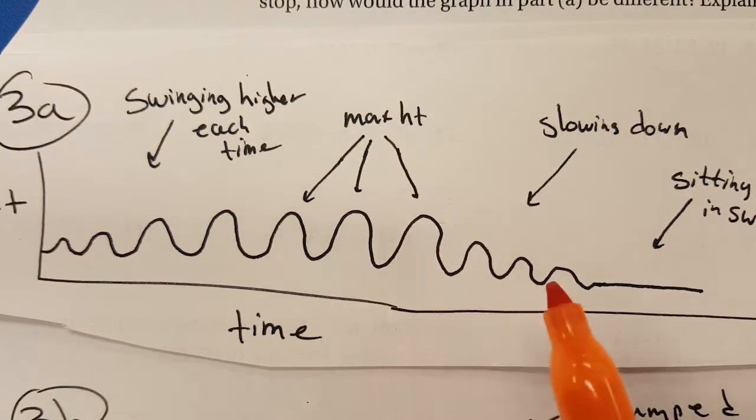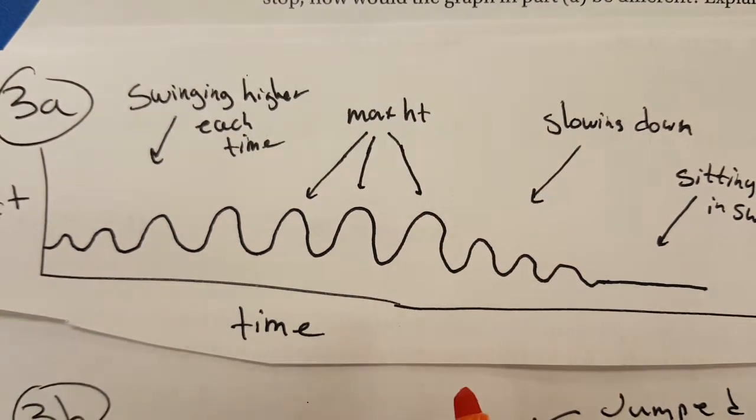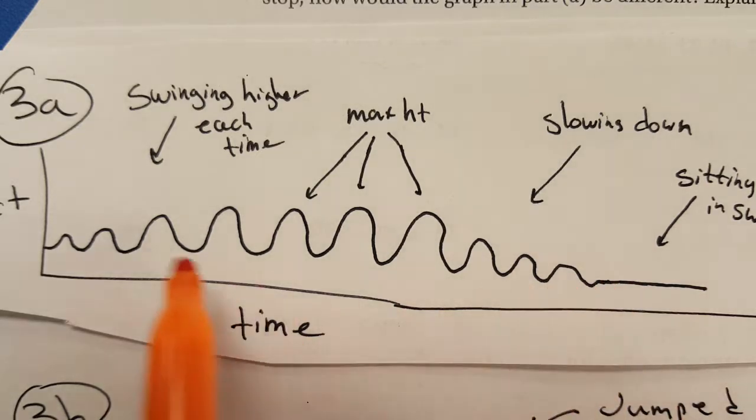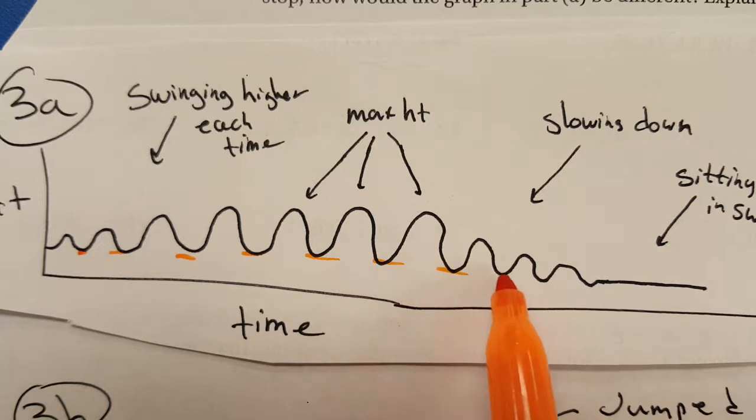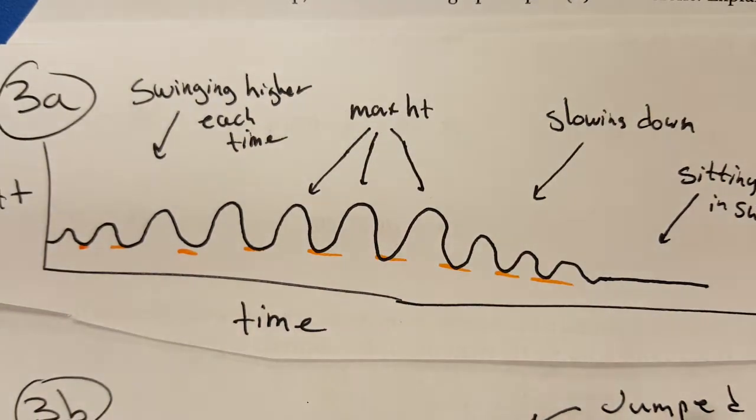Okay, so going up, going down, max height. Notice I tried to keep it all about the same height at the bottom because your bottom is not going to change. Okay, you would stay at about the same height on the bottom of your swing, but the top of your swing is what would change as you keep going up and down.